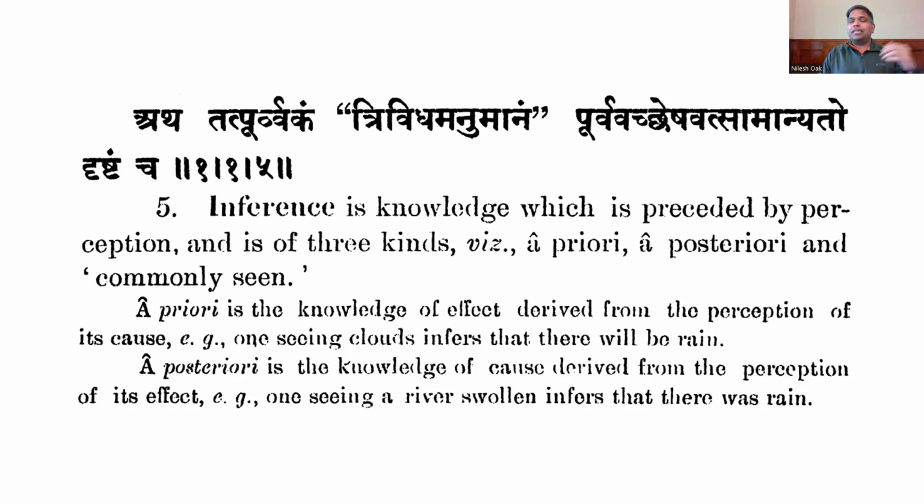A posteriori is the knowledge of a cause derived from the perception of its effect. This is a very good one. Suppose in the empirical data we have the evidence of a flood. One seeing a river swollen infers that there was a rain. Now, evidence of a flood is going to tell about its cause. Suppose we are after that cause, definitely that happened before the flood. So the evidence, the pratyaksha, is of a flood. Based on that, we are going to draw the inference about the past. Looking at the cloud, we are going to draw the inference about the future.